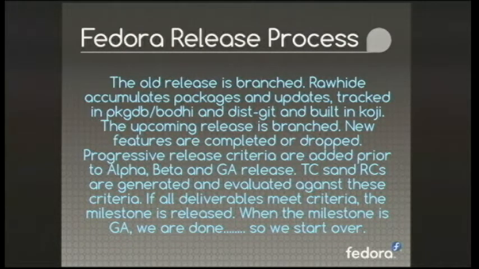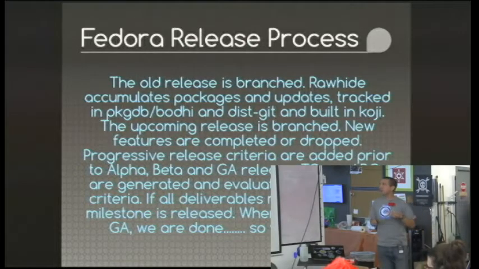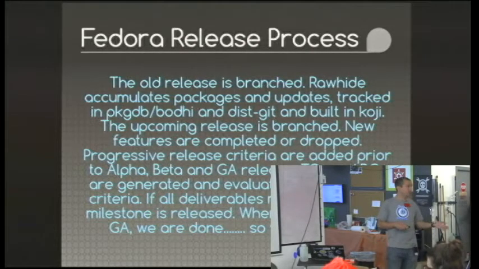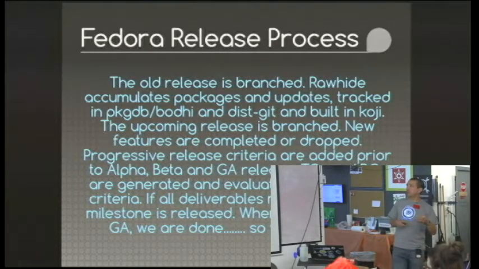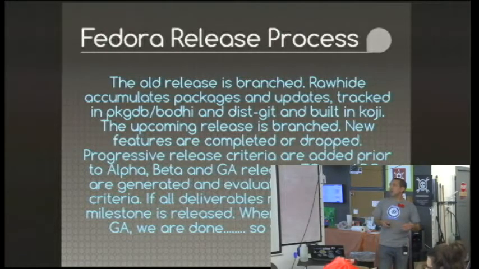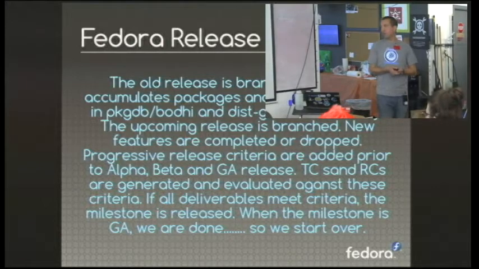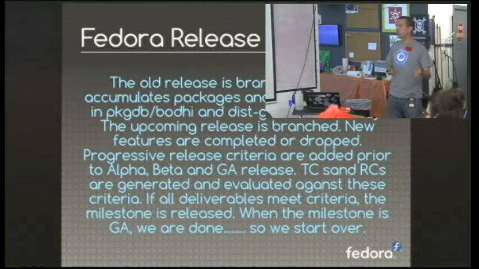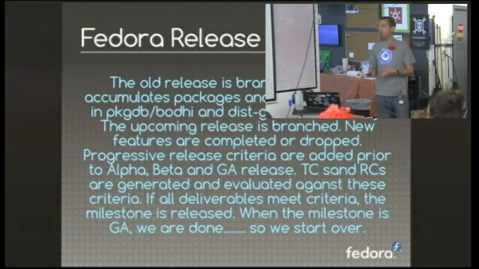So the Fedora release process. The old release is branched. The rawhide release accumulates packages and updates that are tracked in package.db, Bodhi, and dist-git, and they are built in Koji. The upcoming or new release, this will be Fedora 22, for example, if any of you are following this, is now branched. After that branch, we finish features and we complete them or we drop them. And we add progressive release criteria, specifically for an alpha release, a beta release, and then ultimately the GA.